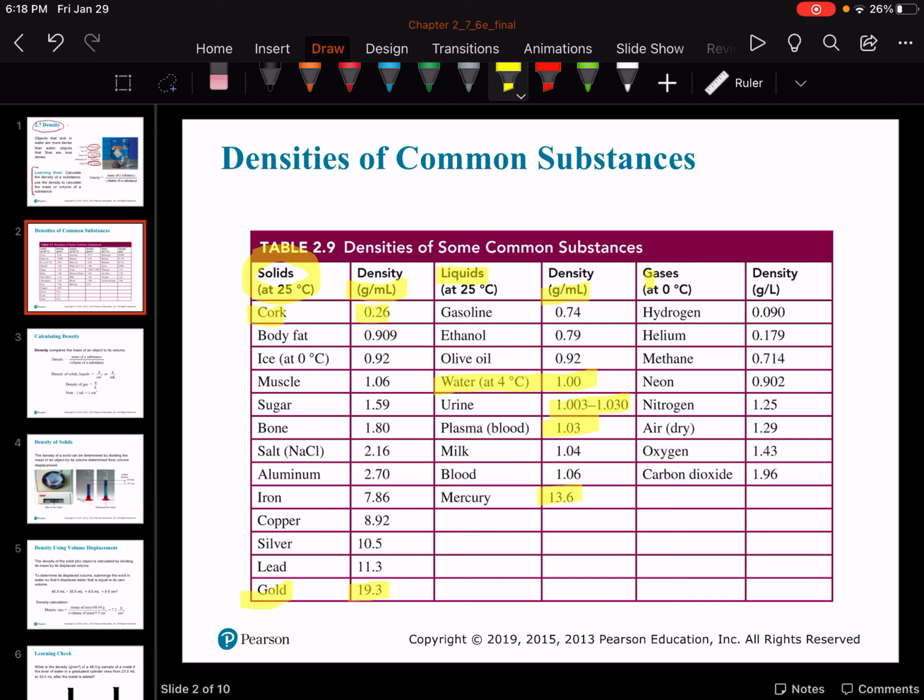Gases we typically measure in not grams per mil, but grams per liter because they're way less dense, okay? Carbon dioxide, for example, which is 1.96, is actually, because it's grams per liter, way less dense than water, even though the number itself is big, right? But that's because grams per liter is different than grams per mil, right? That's the reason why, because these gases are so not dense, we typically use grams per liter.